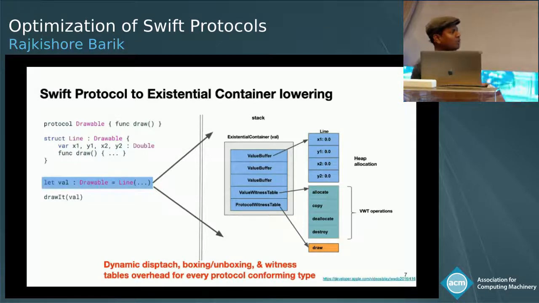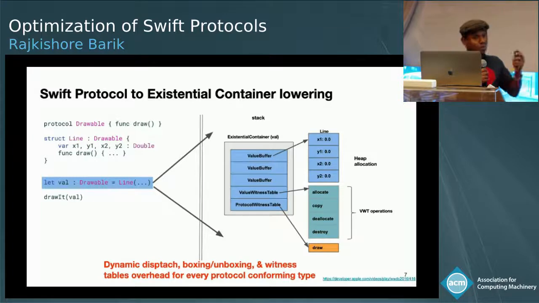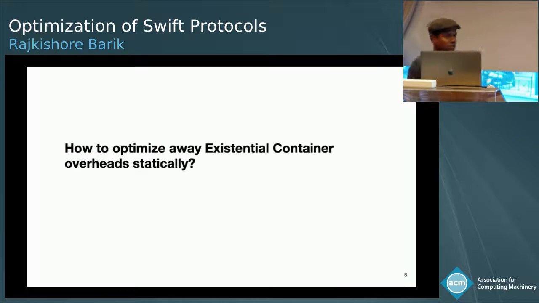So yeah, I talked about all these overheads. One more overhead that I want to add is that these protocol witness tables that are attached for every protocol actually incur some amount of cost when you try to start up your app on the mobile phone, because these are data structures that have to be preloaded as part of the pre-main process. So that consumes some amount of time in loading these witness tables. So the question we asked is, how do we optimize away these existential containers statically and their overheads?